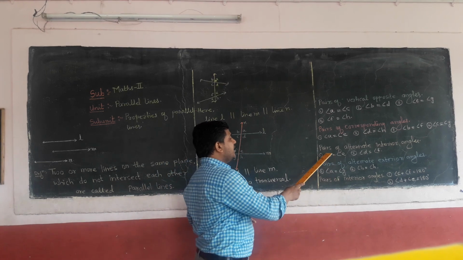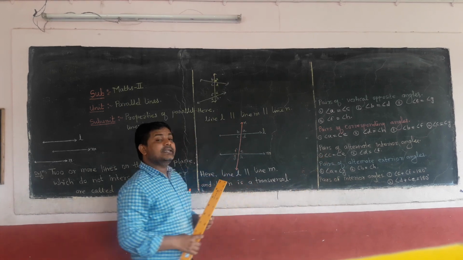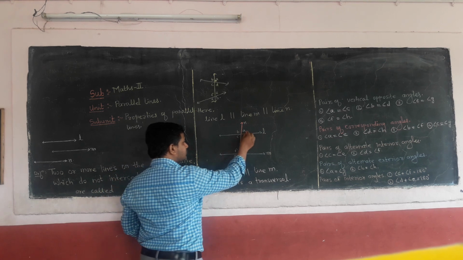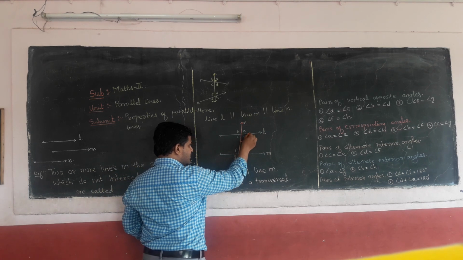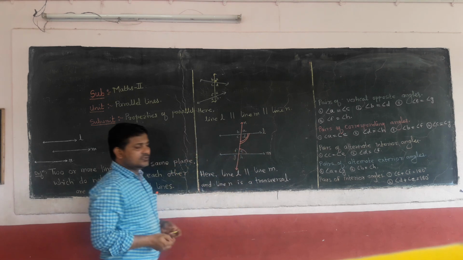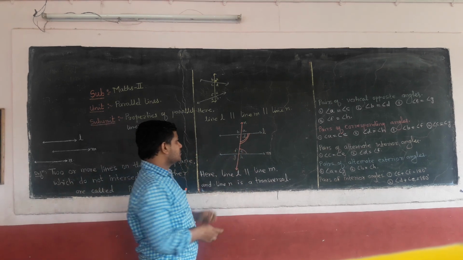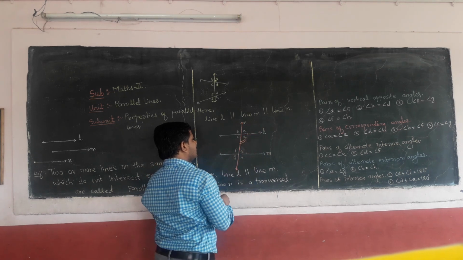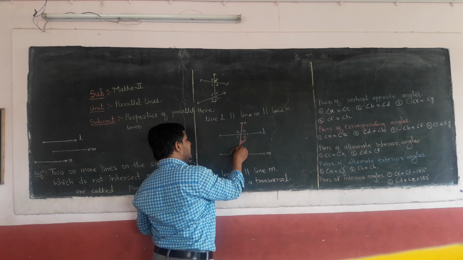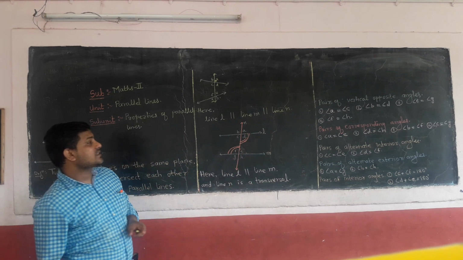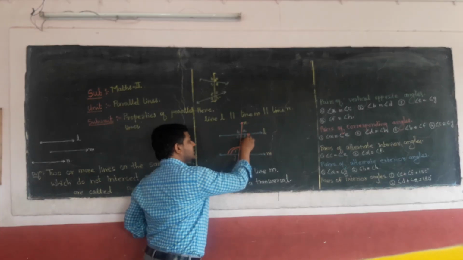Next, pairs of alternate interior angles. These are the pairs of alternate interior angles. D and this one, D and F. These are the pairs of alternate interior angles.